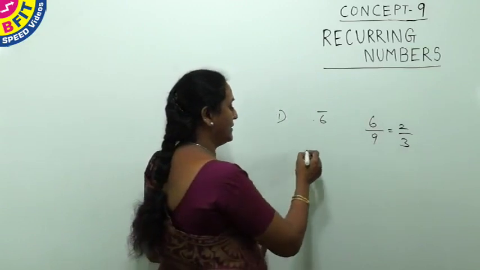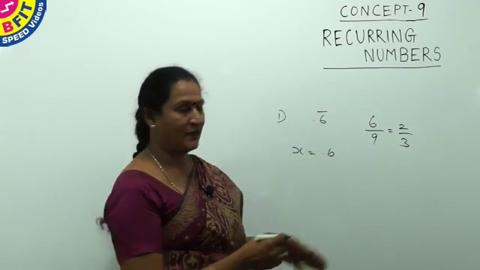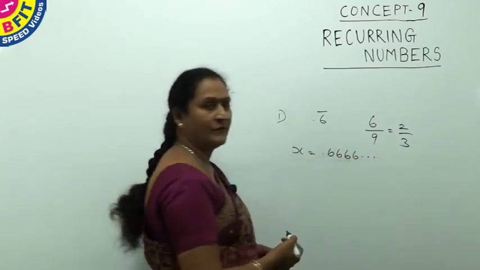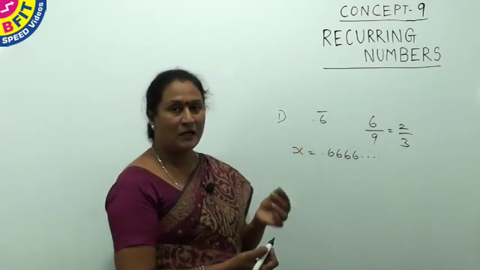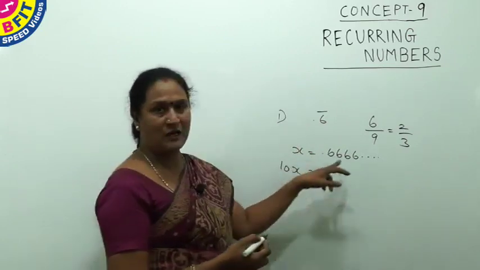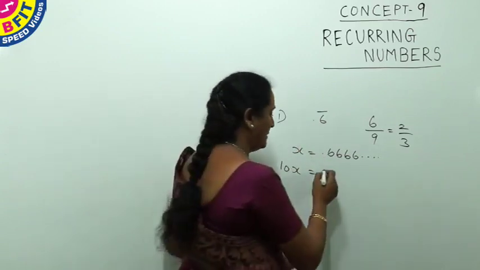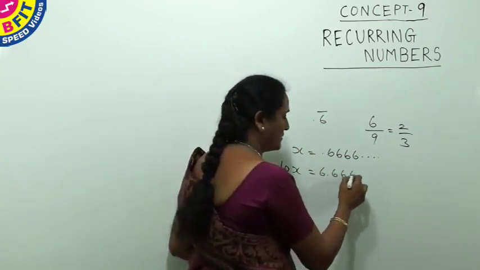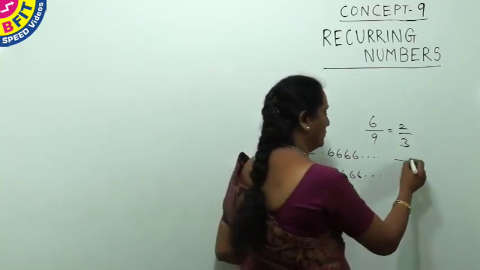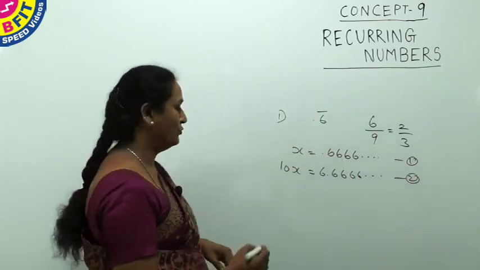Here we take 0.6 recurring as x. So it is 0.666 recurring. As we have a single digit, multiplying this with 10, we get 10x. When we multiply this with 10, the decimal is shifted one place to the right, so it is 6.666 recurring. Now we have two equations, 1 and 2. Subtract 1 from 2.